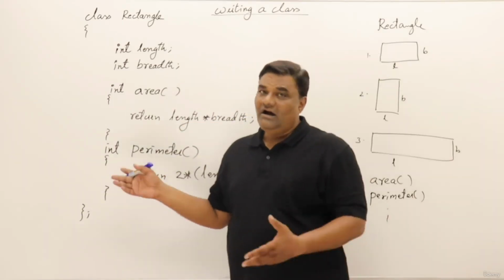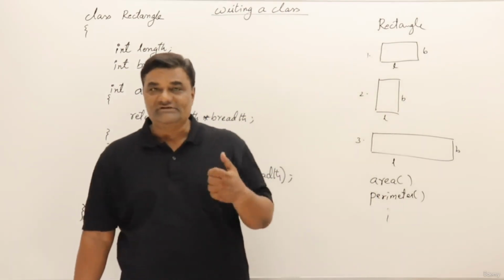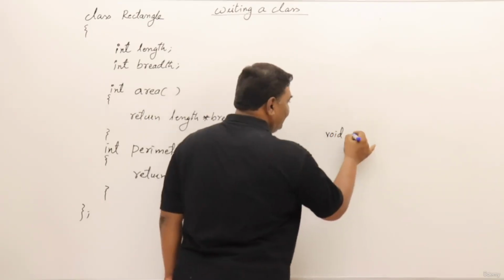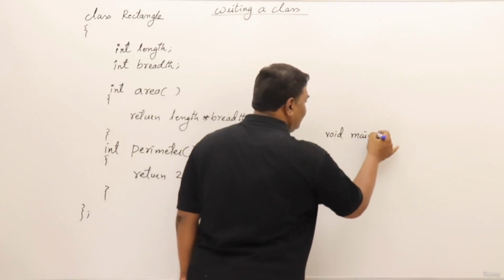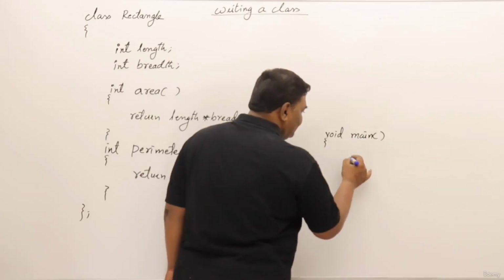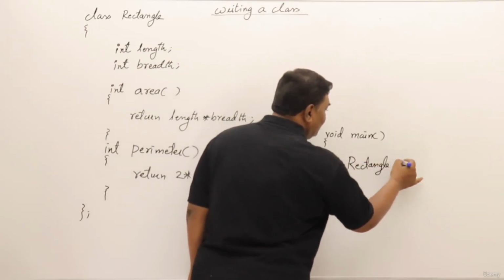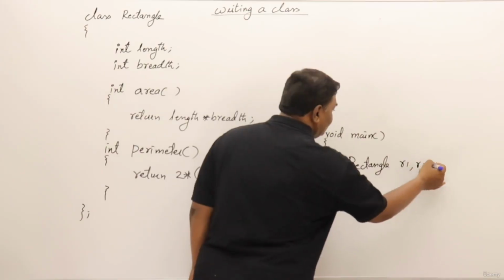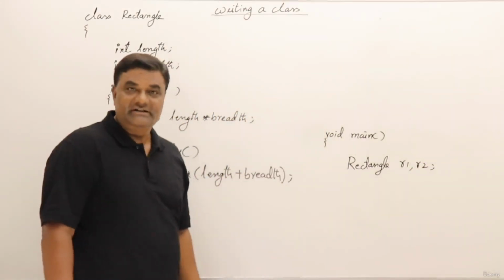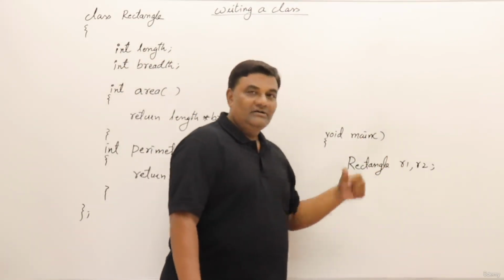Then let us see how to use this class. For that, I will write the main function and use it. Here is a main function, void main I am writing. You can write void main or int main, depending on the compilers. I am creating objects of rectangle, R1 and R2. So I have created two objects of type rectangle. This is the method of creating objects of rectangle, R1 and R2.